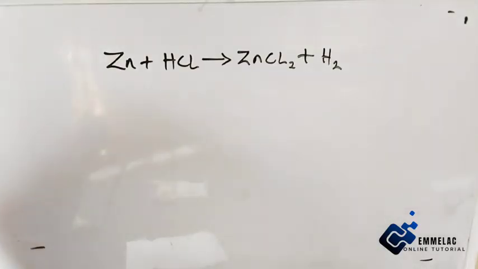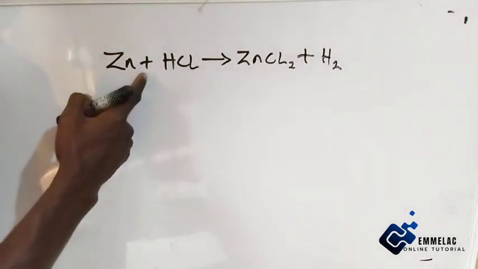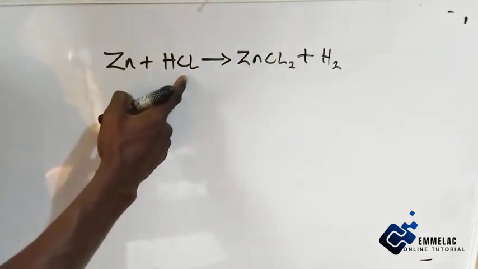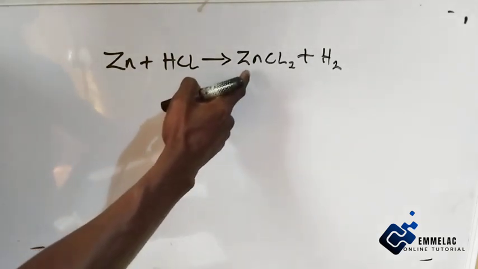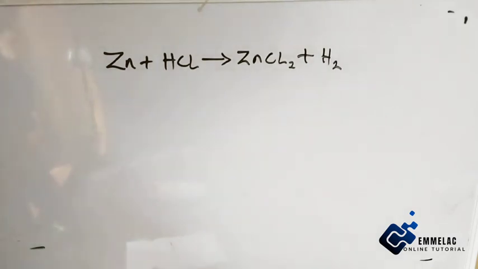Welcome to Emilac Online Tutorial, and today before us is a chemical equation that we will need to balance. Our duty today is to see how to balance this chemical equation. Now let's look at this. This is zinc reacting with hydrogen chloride to give zinc chloride and hydrogen gas.